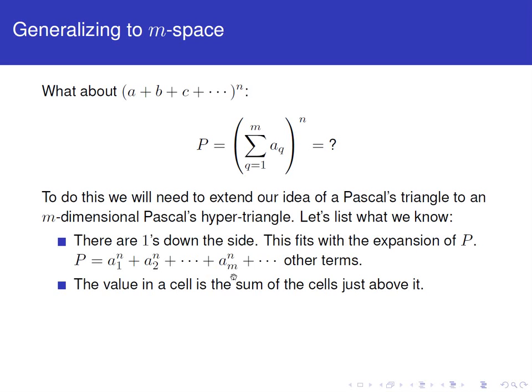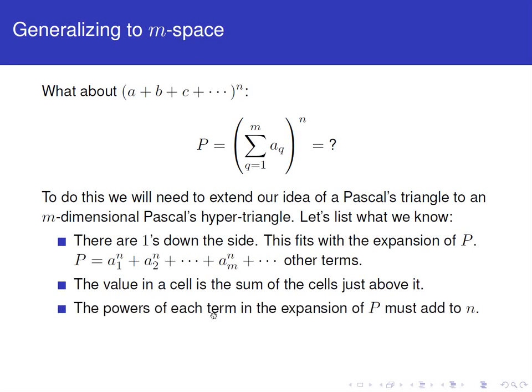Okay, and if we are generalizing to a hyper Pascal's triangle, we would expect a similar rule to apply, where the value in a cell is the sum of the cells above. And we'll see that in a moment. The powers of each term in the expansion must add up to n. Remember when we had the (a + b)^n power? At each term, the powers on a and b added up to n.